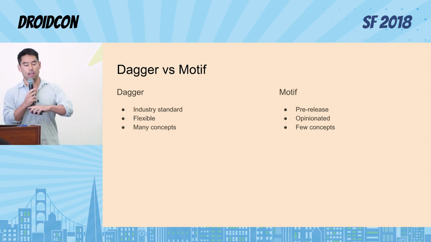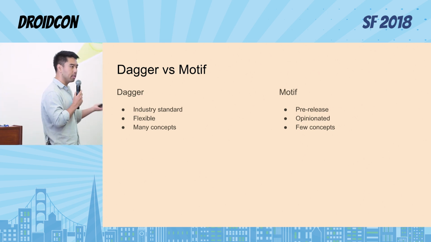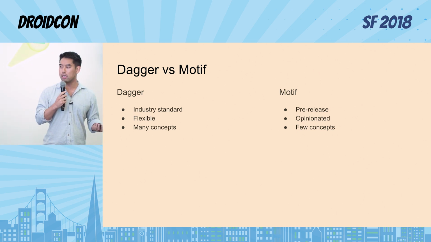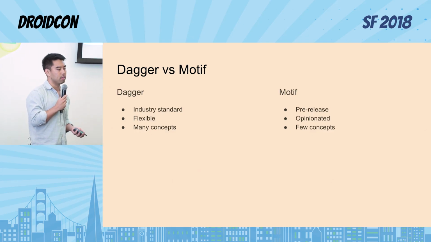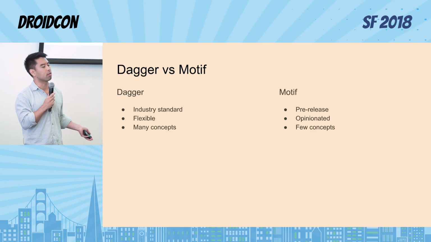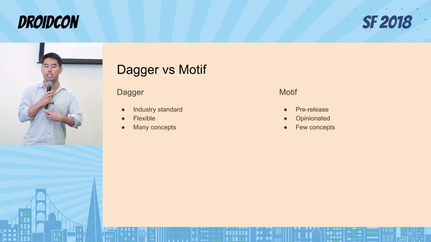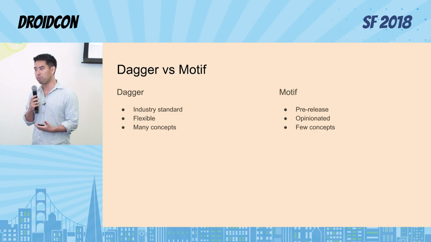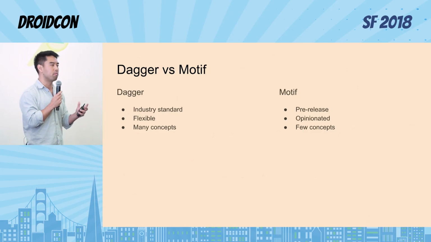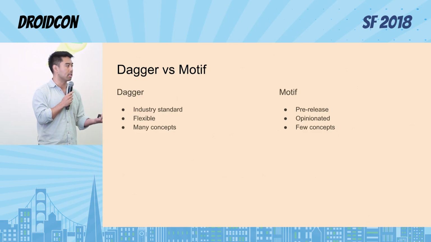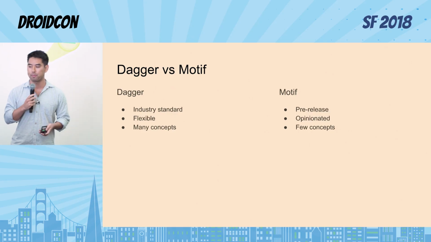Let's take a look at Motif now. Motif is pre-release. We open sourced it a few months ago, I think now. We are using it in production at Uber. We've converted about 100 of our Dagger components to use Motif, and we haven't seen any problems in production. So we're pretty confident in the robustness and the correctness of Motif. But the API might change slightly because it is still a pre-release library.